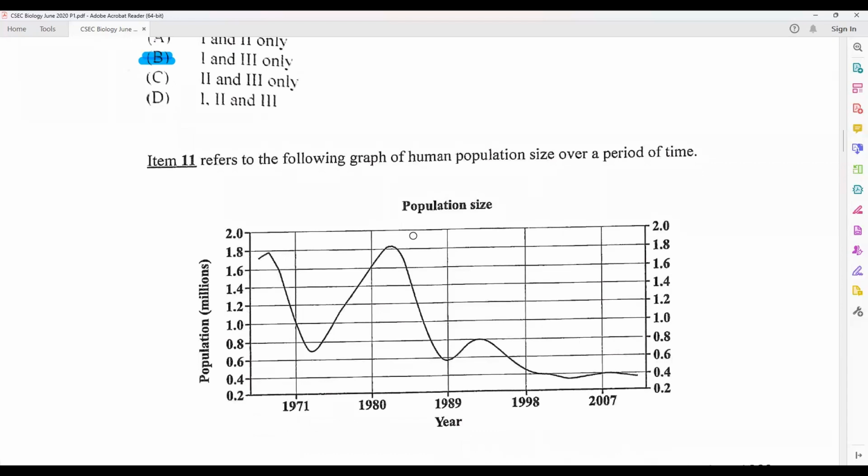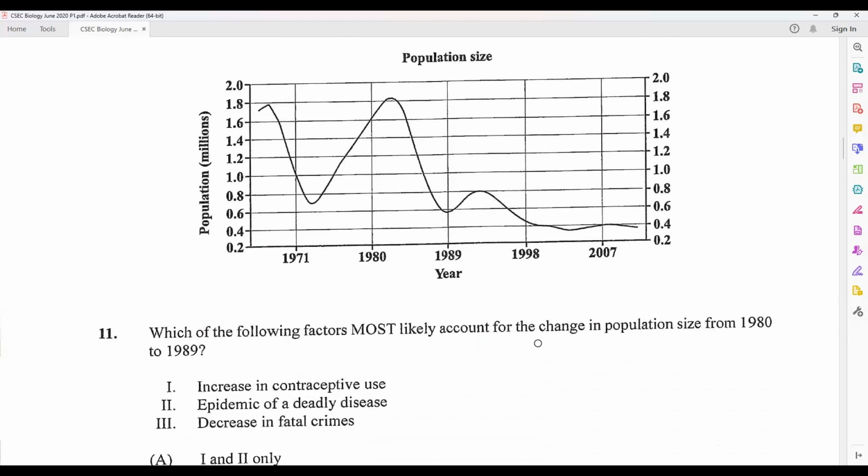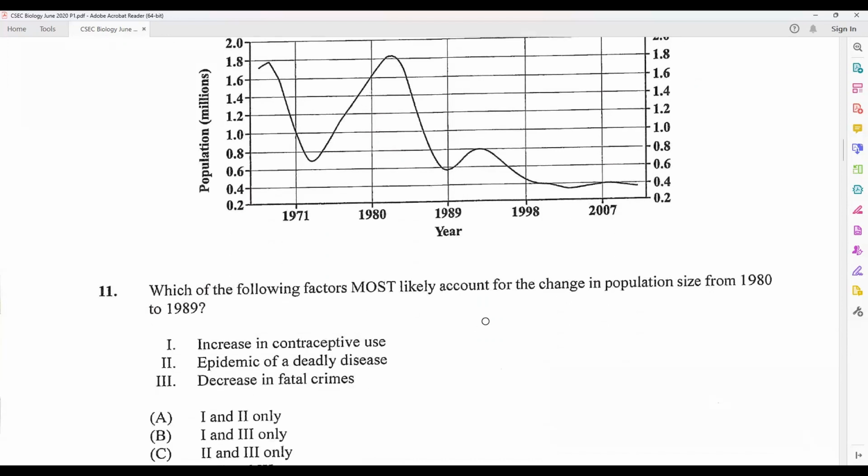Item 11 refers to the following graph of human population size over a period of time. We have the population going up and down over the years. Which of the following factors most likely account for the change in population size from 1980, this year, to 1989, which is this year?